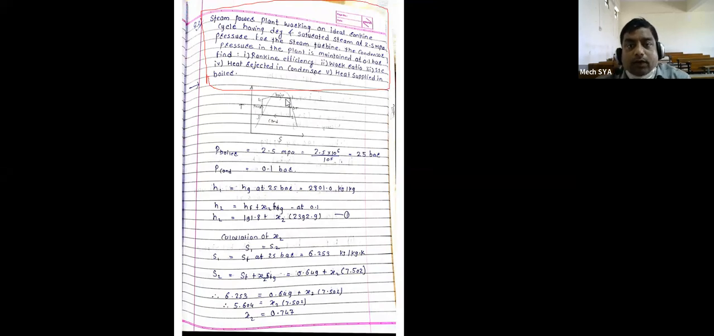So, a steam power plant working on ideal Rankine cycle. Ideal Rankine cycle means theoretical Rankine cycle where we are not considering any kind of losses. The plant has dry and saturated steam at 2.5 megapascal pressure for the steam turbine. The condenser pressure in the plant is maintained at 0.1 bar. Find Rankine efficiency, work ratio, specific steam consumption.